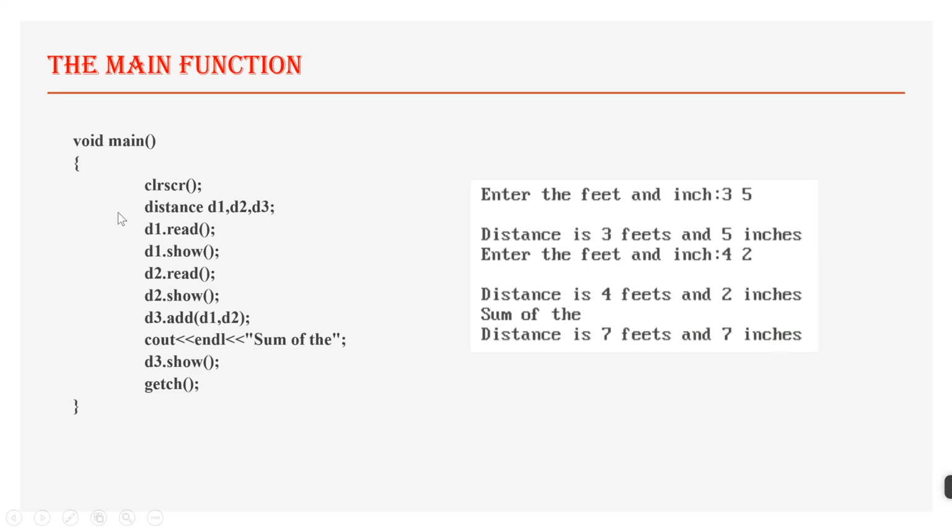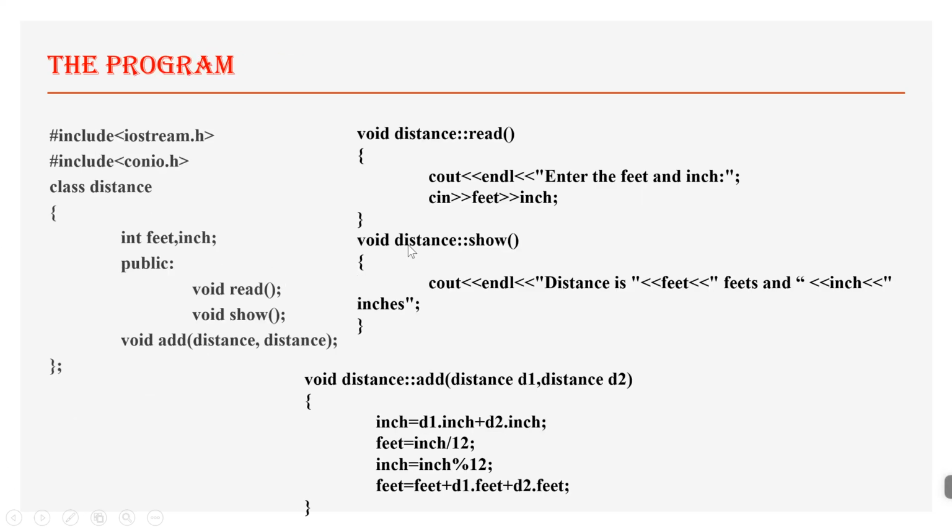So this is the main program. Once again, I am declaring three objects D1, D2, D3 of class distance. I am reading the first distance. I am displaying the first distance. I am reading the second distance. I am displaying the second distance. Here I am adding the two distances using D3 dot add with the two objects D1 and D2. Now I am showing the sum through D3 dot show. So this is the total program, and this is how we get the output by executing this main program connected with this class as well as subprograms.